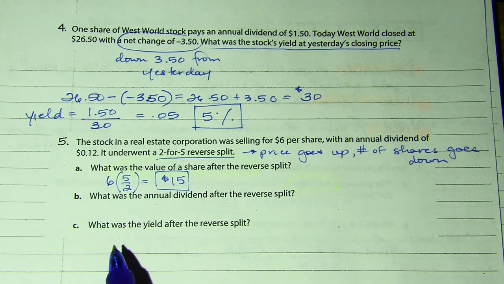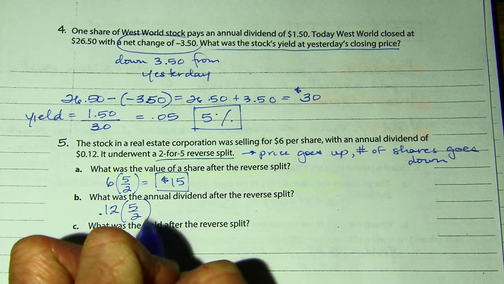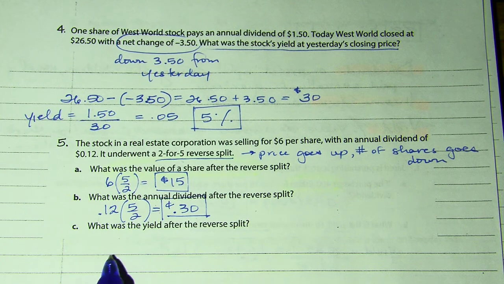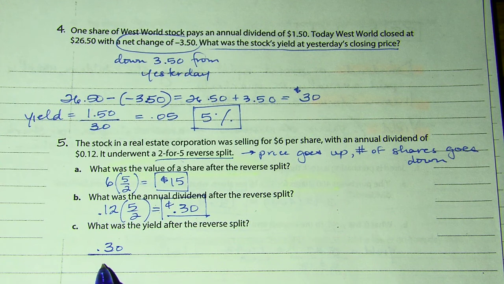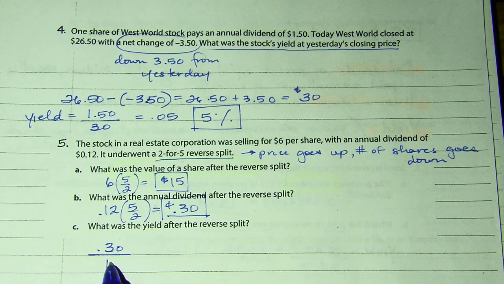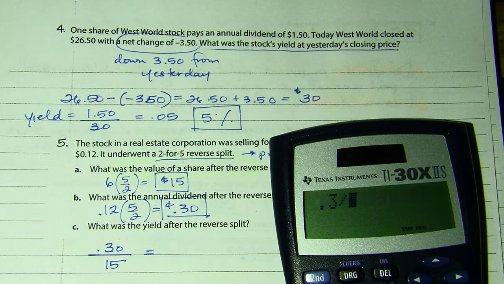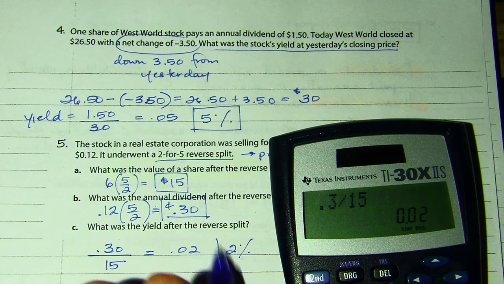What was the annual dividend? Well, you would take 12 cents times 5 over 2, and so now it's 30 cents. What was the yield after the reverse split? It would be 30 cents divided by $15, and you get 0.02 or 2%.